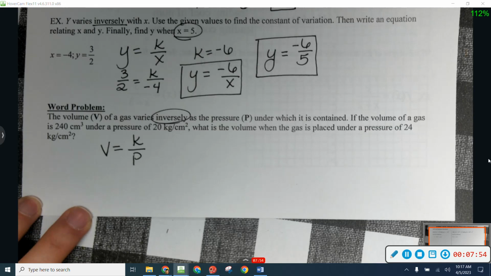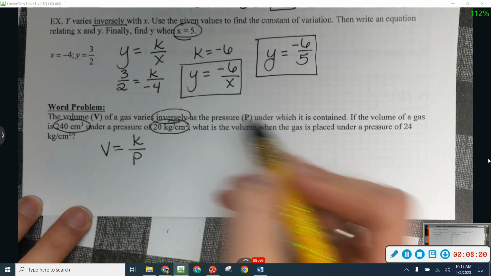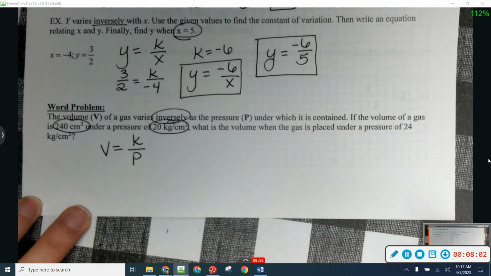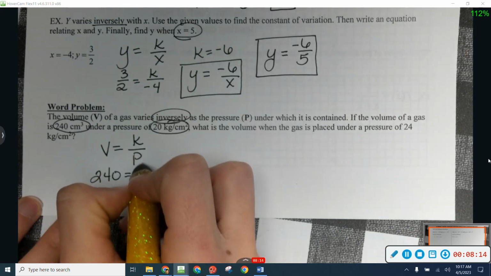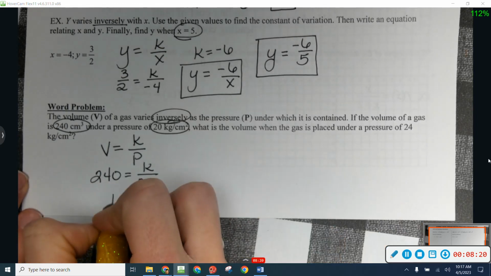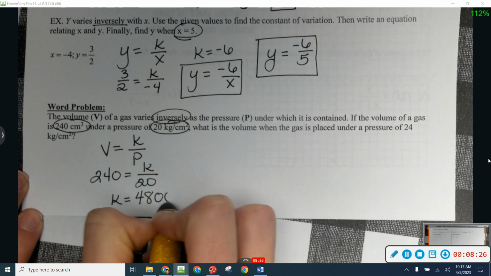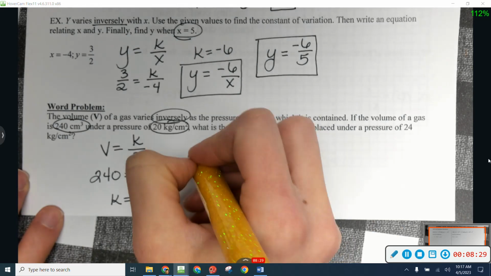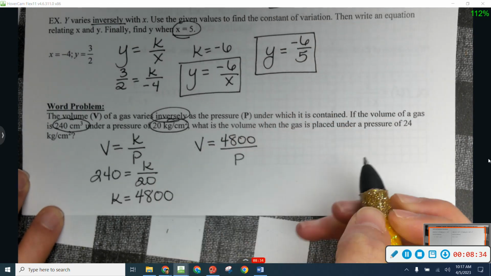Okay, if the volume of a gas is 240 cubic centimeters under a pressure of 20 kilograms per square centimeter, what is the volume when the gas is placed under a pressure of 24 kilograms per square centimeter? So my volume is 240 equals K over 20. So that would make K equal to 4,800. So my volume is equal to 4,800 over my pressure.